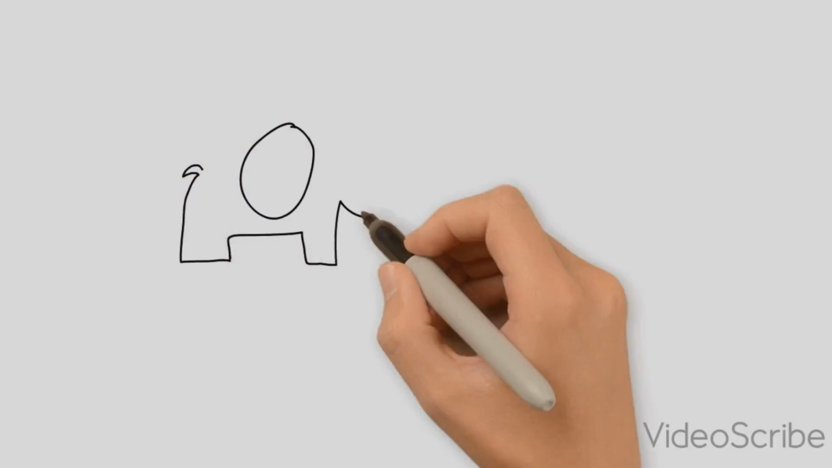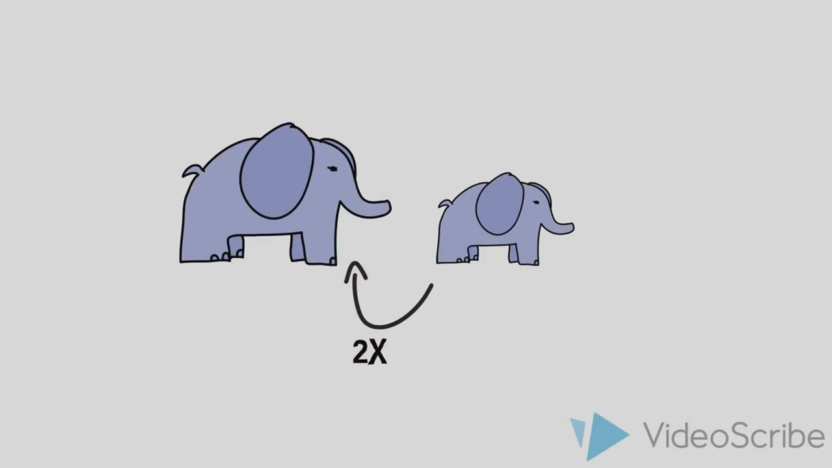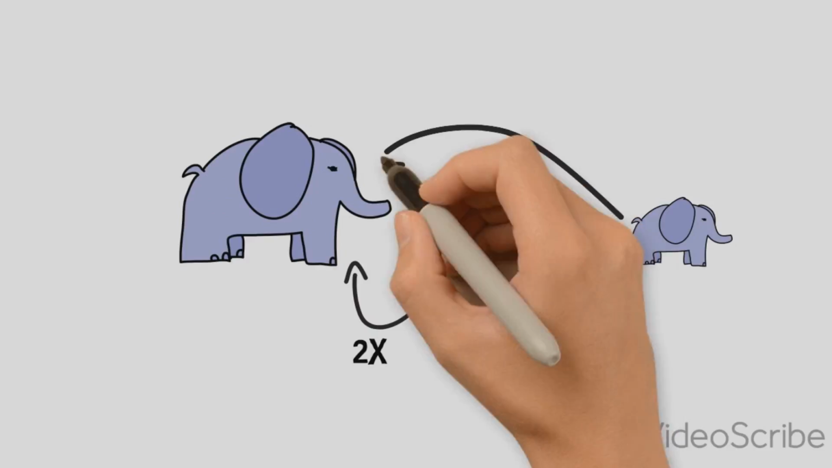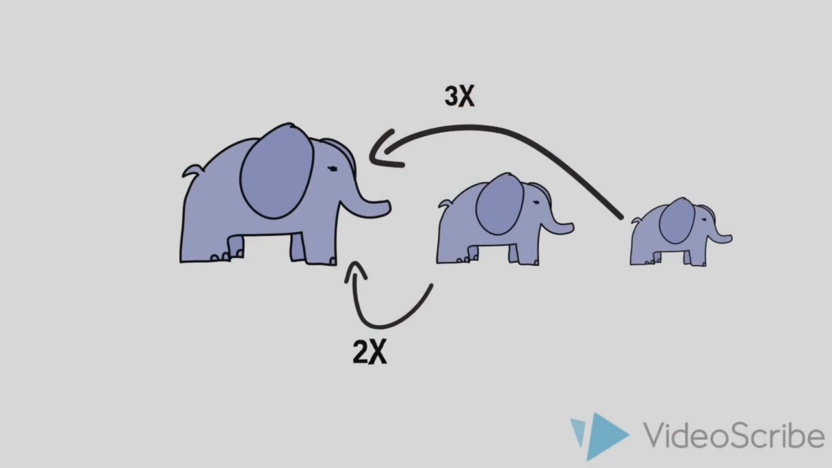An example for a linear scale is this elephant right here. If you have an elephant that's half the size, you can say that the big one is twice as big. If you have an elephant that's half the size again, we can say that the big one is triple the size of the smaller one. In our case, the 2 and the 3 are the ratios, and the big one is a reference because you can't have a ratio without a reference.